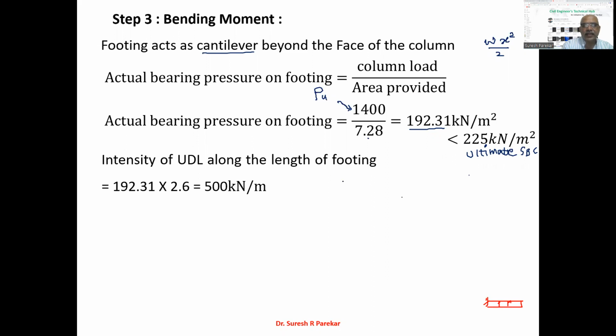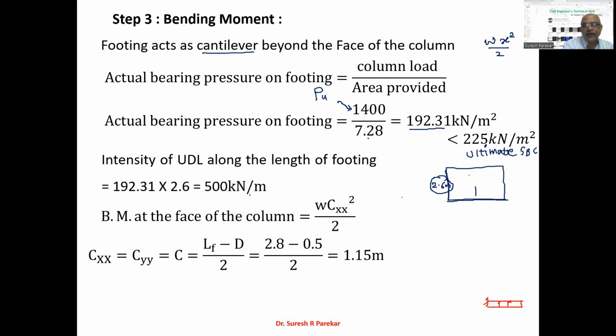Now intensity of UDL along the length of footing, so we are going to get it as 192.31 into 2.6, because if we see, we have footing in this fashion on this area. Now we are interested to find UDL on this footing, and we have this as 2.6 meters. So to find UDL, we have to multiply it by 2.6, that is width. And therefore we will get intensity of UDL along the length. For along the length, we have to multiply it by width, and along the width, we have to multiply it by length. So along the length, UDL will be 500 kilonewton per meter.